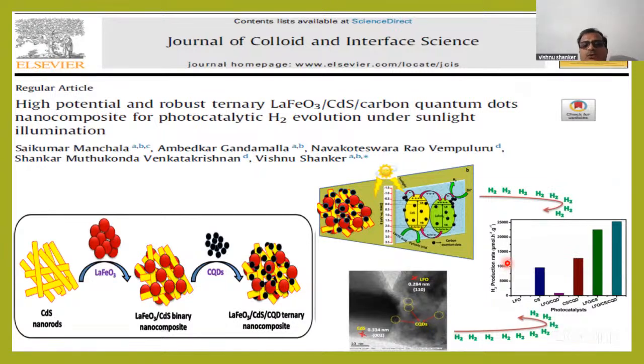Another one is how to achieve green energy production, meaning hydrogen generation. So, hydrogen generation through water splitting. What we have done here, one example I am saying, I am not going into the detail.